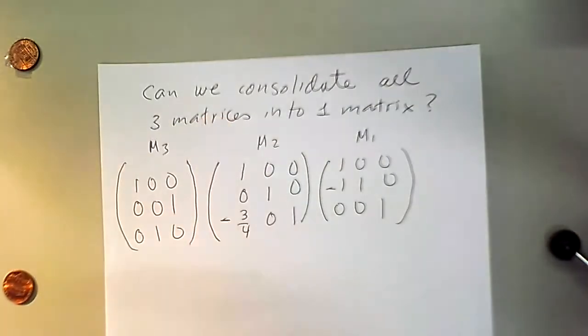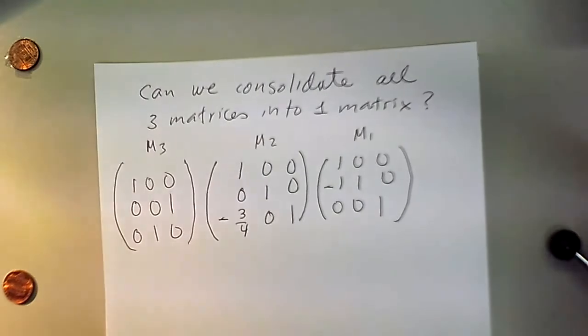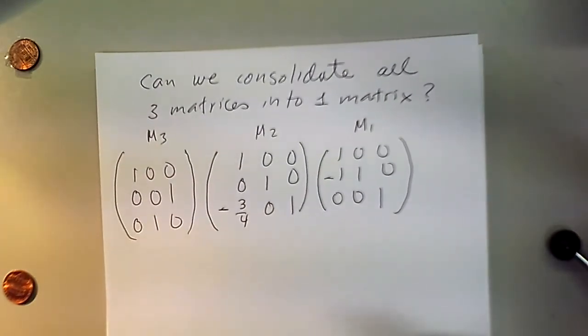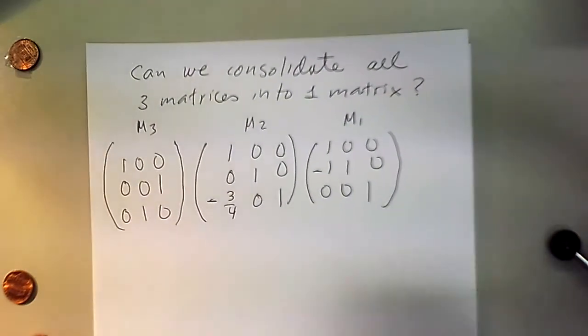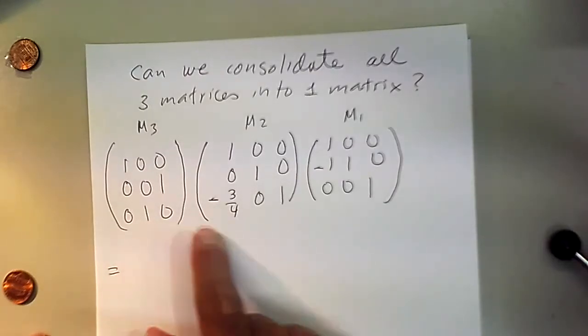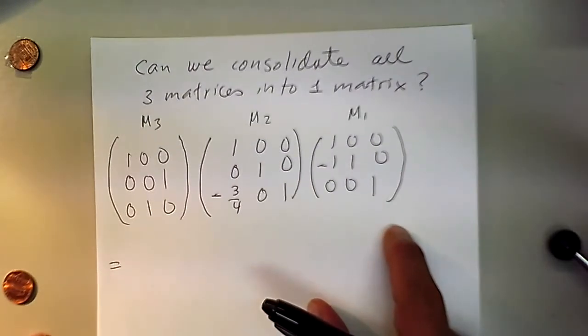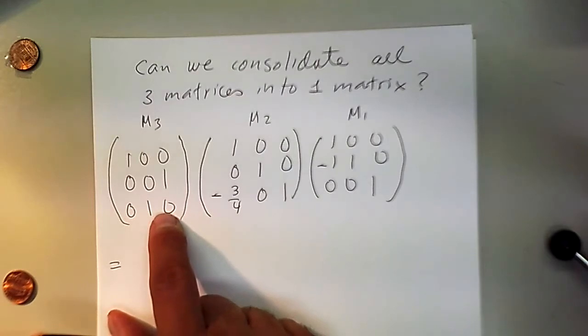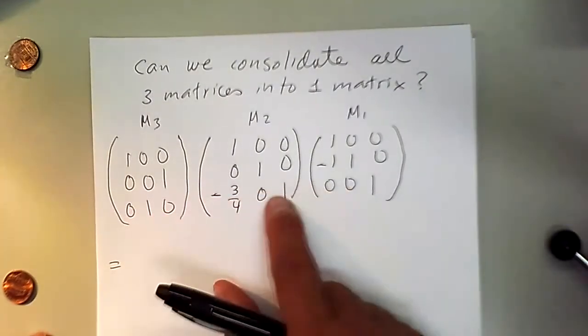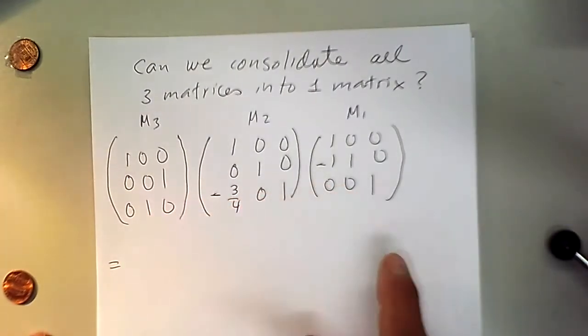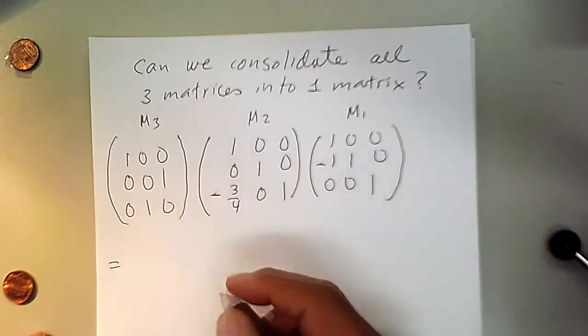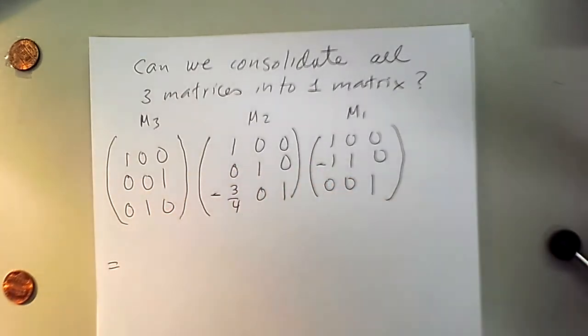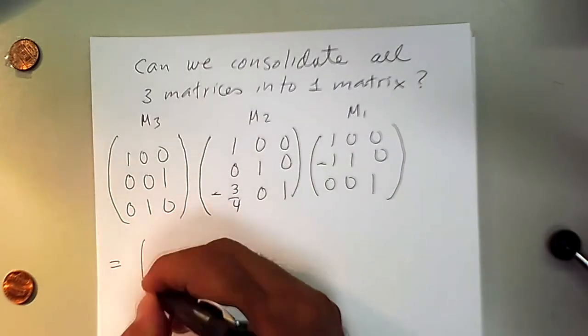Now the question is, can we consolidate into one matrix? Yes, we can. We have to multiply all of those together. Okay, so we're going to go ahead and multiply them together. Now, multiplication of matrices is associative. So we could do those two, or we could do those two first. It doesn't matter, but we cannot swap them. Multiplication of matrices is associative. It is not commutative. So I'm going to keep this guy last.